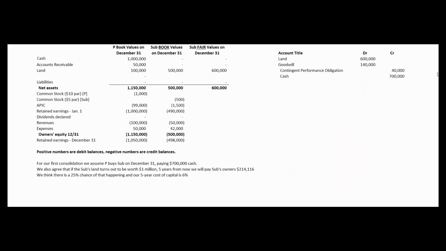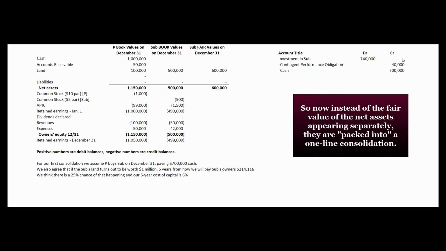We're still going to use the acquisition method, which means we're going to look at fair values. But we're not going to put their assets on our books. Instead, we're going to have an account called investment in sub on our books. So we still have that contingent liability of $40,000. We paid them $700,000 cash. So our investment in sub has a balance of $740,000.